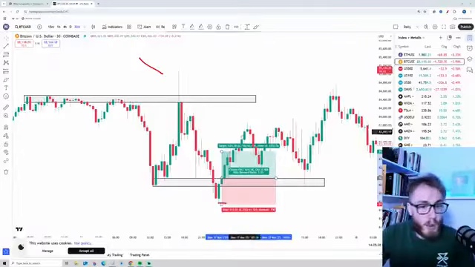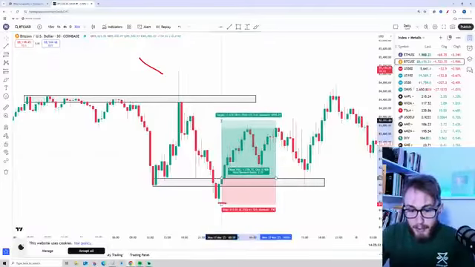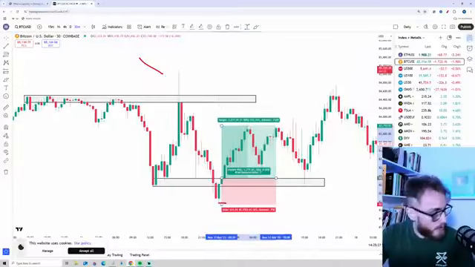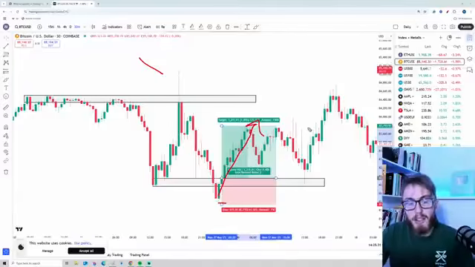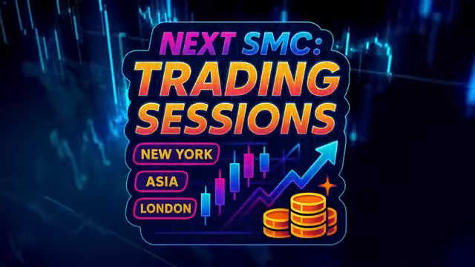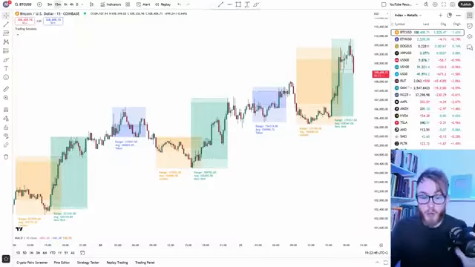I leave a little bit of wiggle room, and to keep it very simple for this video, let's just use a 2-to-1 risk to reward ratio. And as you can see, this liquidity sweep, it took a few candles, but we eventually locked in some nice profit.